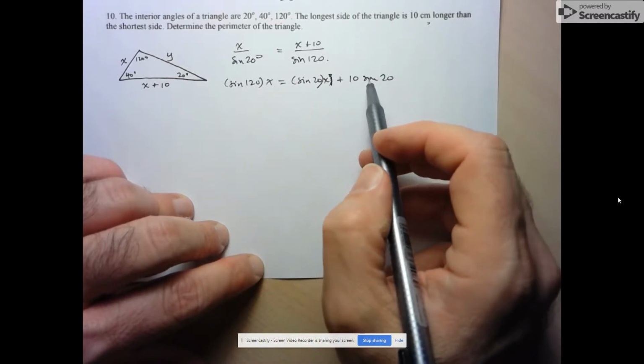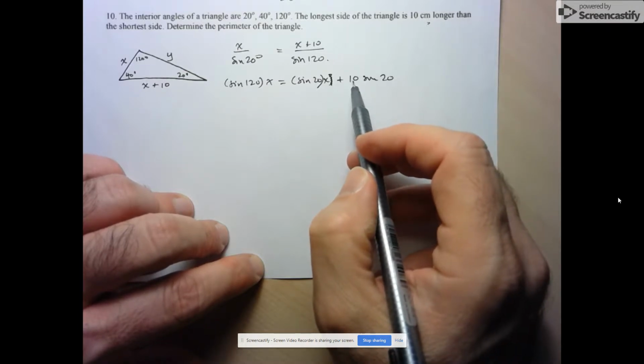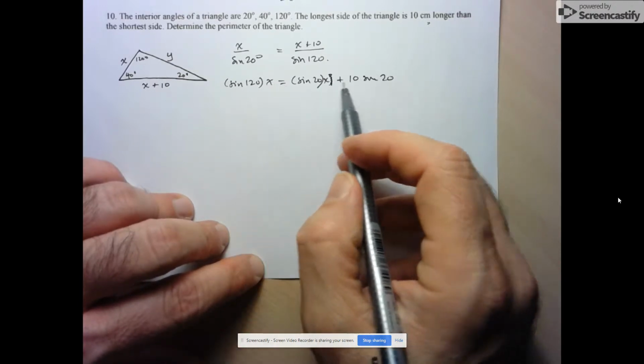But when we've got these two numbers being multiplied, we tend to put the integer or the real number in front of the sine value. So just a bit of convention for you. All right, so now we have a much easier equation to solve.